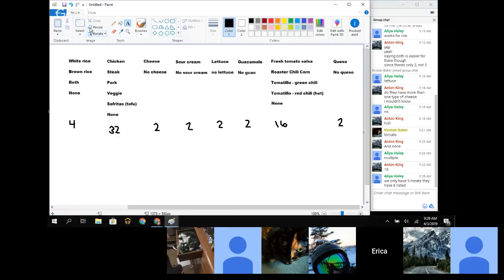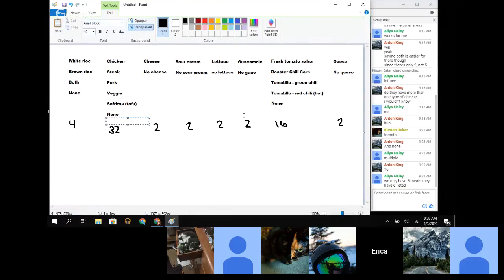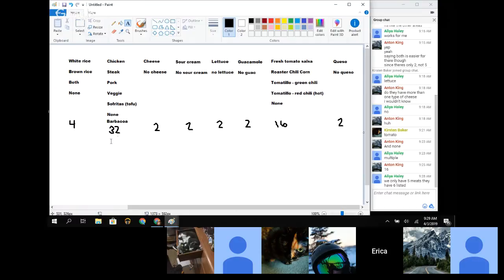So we have, oh, it's going to be out of order. It's not going to be pretty, but that's all right. We'll add it in. Barbacoa. Barbacoa is beef. Beef braised.